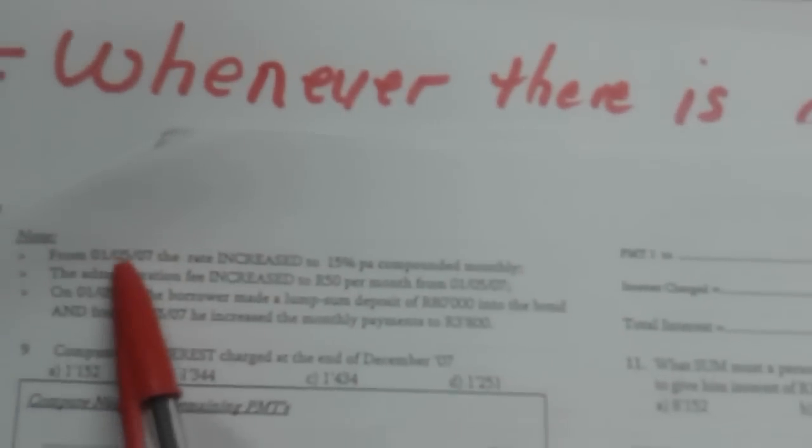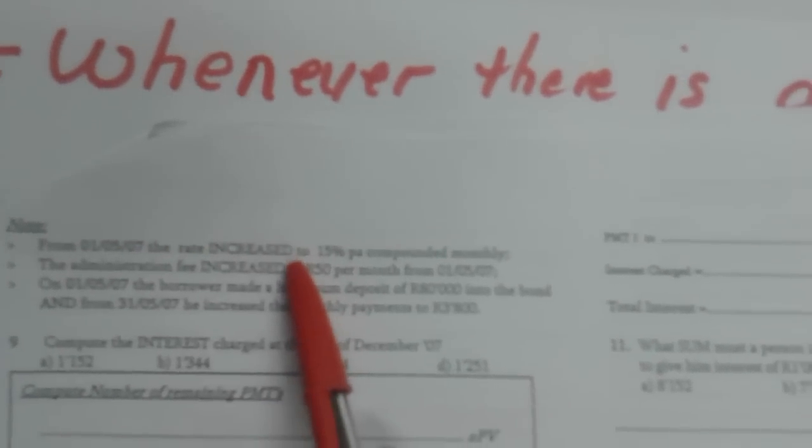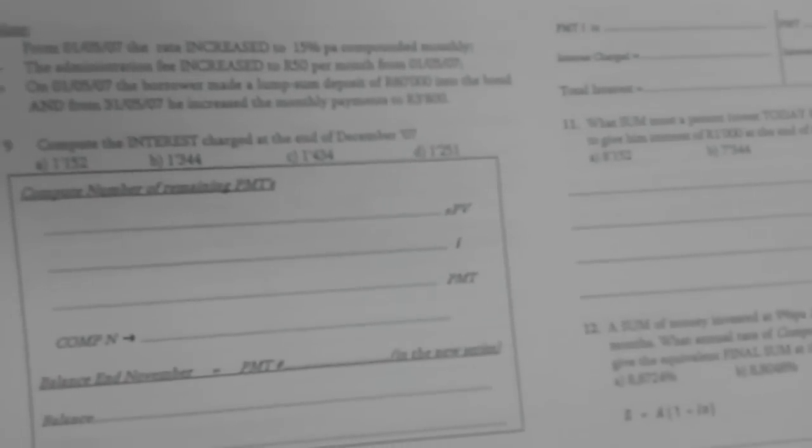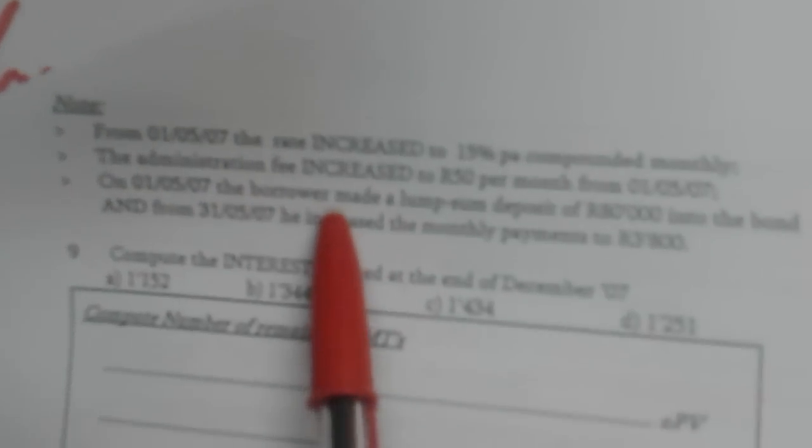I think you can't see clearly there, but it's fine. I'll read the question if you can't see clearly. From 1 May, the rate increased to 15% per annum compounded monthly, right? Okay. So that's a change there. The admin fee also increased to 50 rands per month from 1 May, right? Again, on 1 May, the borrower made a lump sum deposit. Now, that's very important.